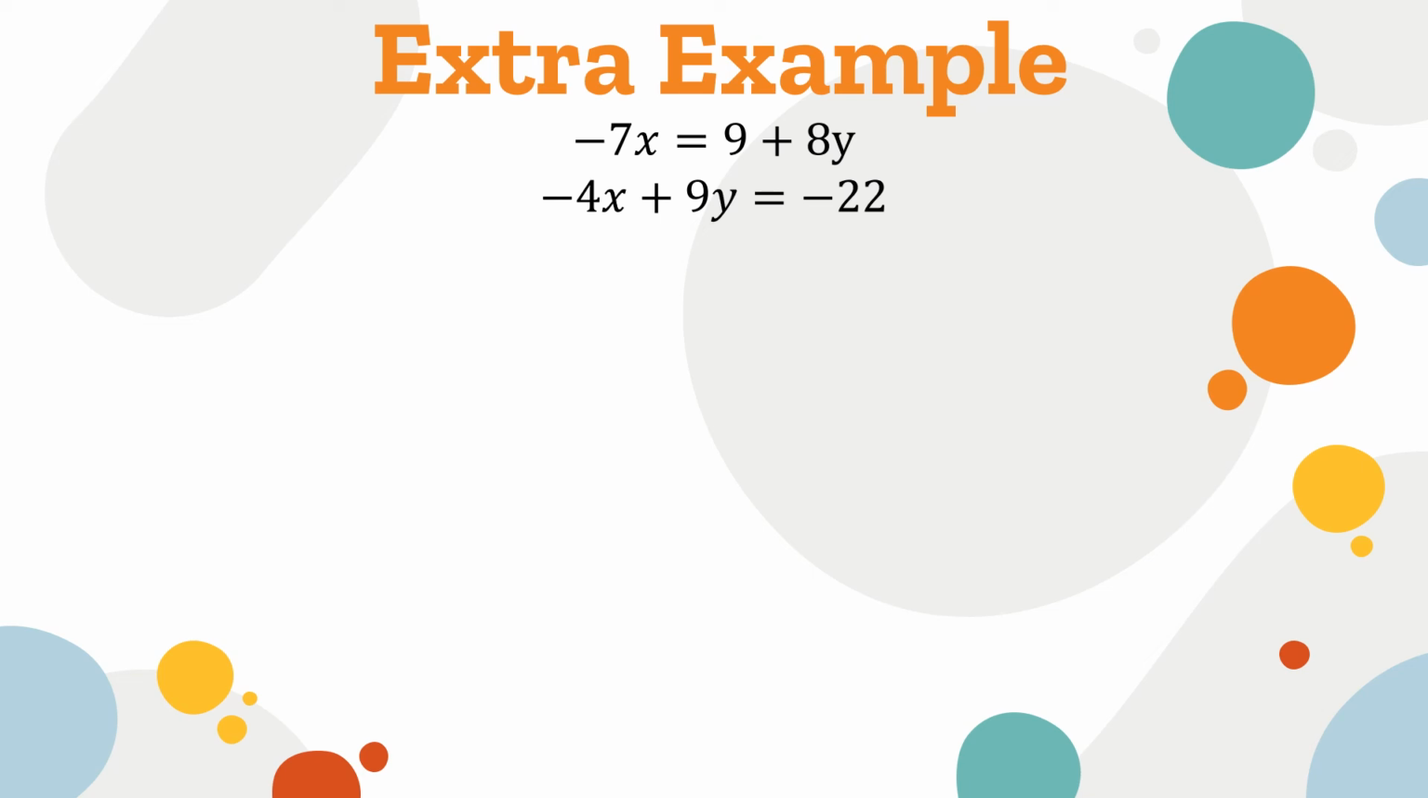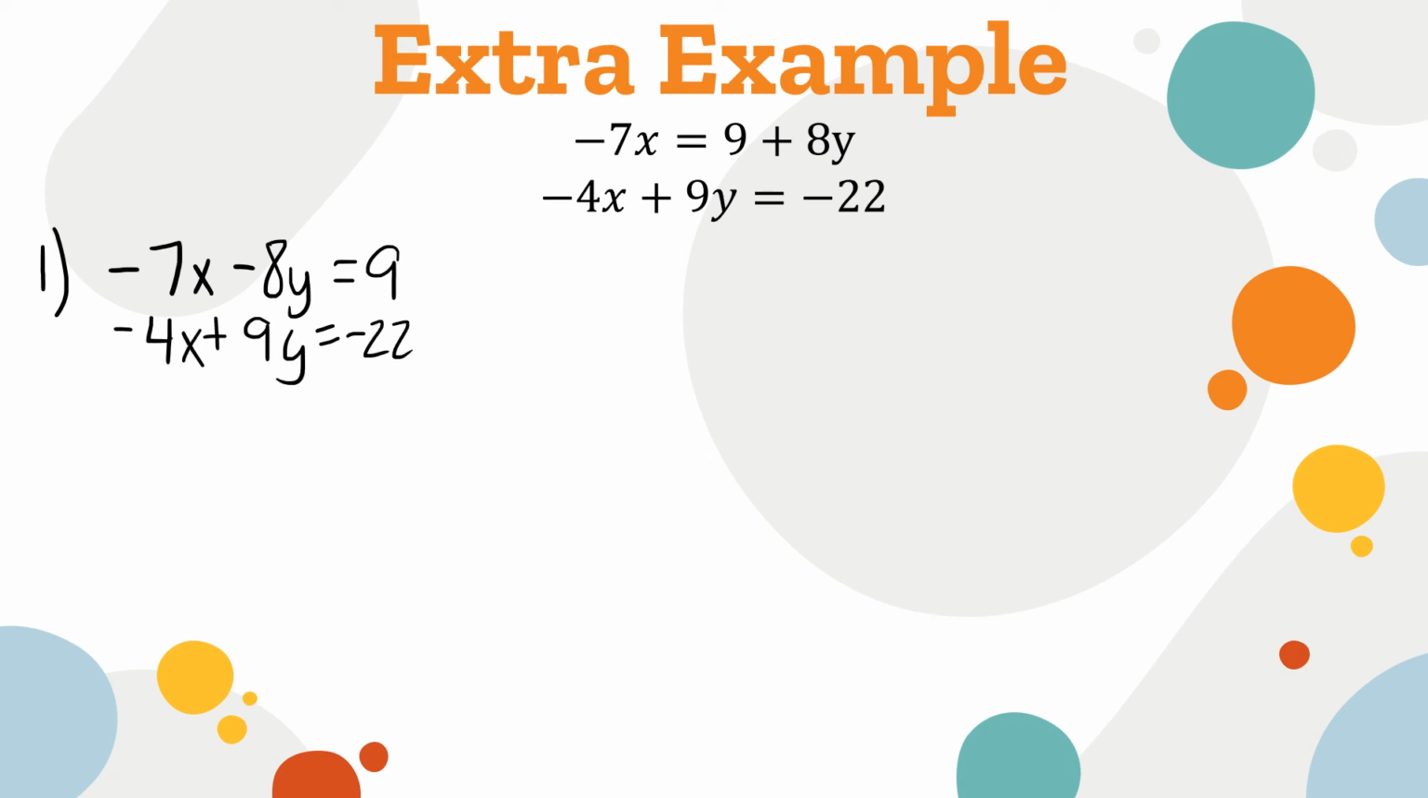First step, I need to line up my equations. I'm going to kick that 8y to the left side. So I'm going to subtract 8y to the left, and I'm going to carry down that second equation. All right, so now they're lined up. So all I did was this, right? I subtracted the 8y over.